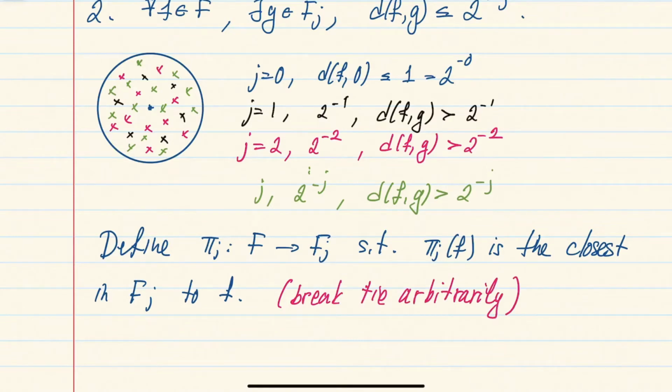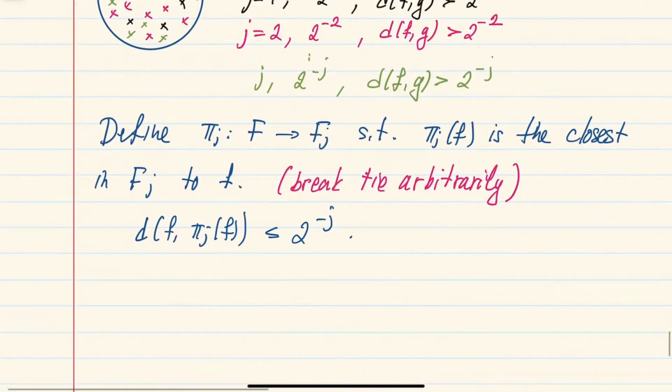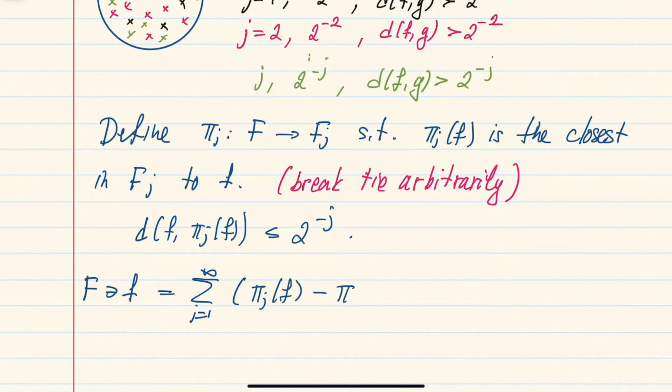Okay, now in particular we know that the distance from f to pj of f is less than 2 to the minus j. The closest point must be within this distance. And then we can represent any function f in our set as the telescopic sum of the increments between these projections, okay, which we will call the sum of links.